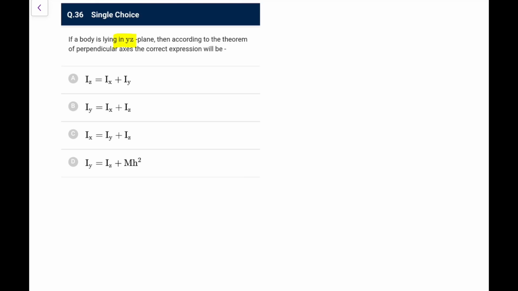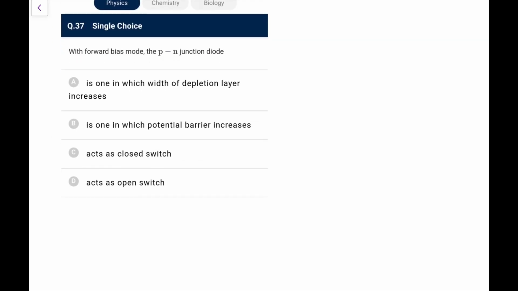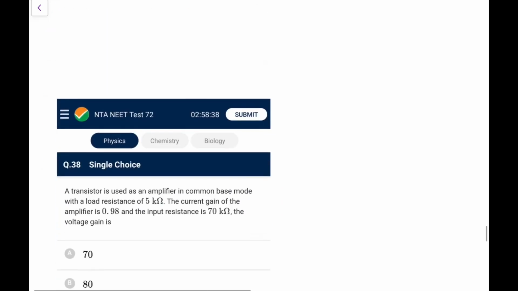Next, if a body lies in the YZ plane, then according to the theorem of perpendicular axis, because the body is in YZ, the axis perpendicular to this plane would be IX, so IX would be equal to IY plus IZ. It's simply testing whether you know what is meant by the perpendicular axis theorem. In forward bias mode, the PN junction is one in which the width of depletion region increases, no. Potential barrier increases, no. Acts as a closed switch, yes. It behaves as a simple wire, so it acts as a closed switch, not as an open switch.